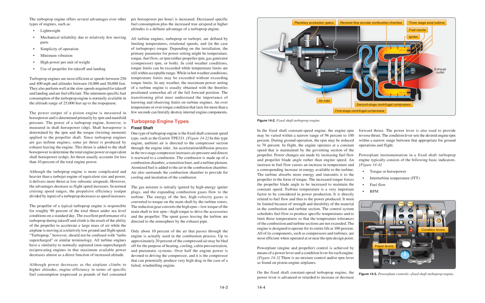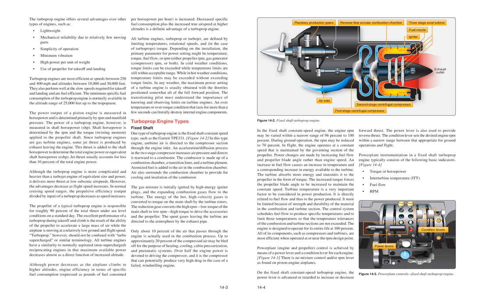Atomized fuel is added to the air in the combustion chamber. Air also surrounds the combustion chamber to provide for cooling and insulation of the combustor. The gas mixture is initially ignited by high-energy igniter plugs, and the expanding combustion gases flow to the turbine. The energy of the hot, high-velocity gases is converted to torque on the main shaft by the turbine rotors.